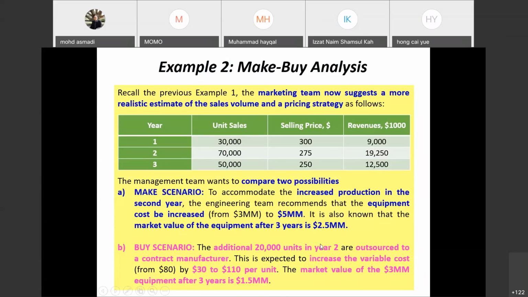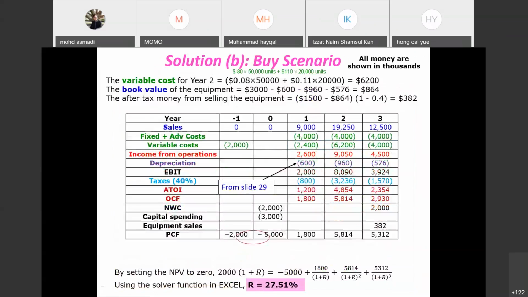Okay, so for year 2, as I told you, this one is outsourced at only 20,000, 110. And this one is $80, still internally 50,000. So we can get the variable cost at year 2, 6,200. And the book value is similar, just like example 1. Book value is still similar, 864.